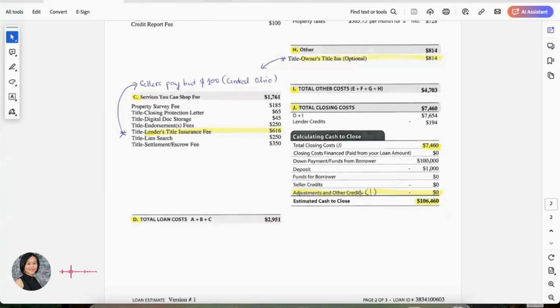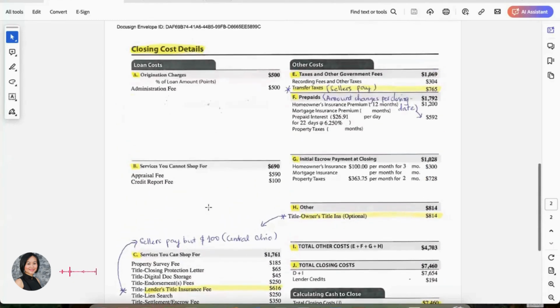It says adjustment and credit. It means you're going to see certain fees on here that look like your fee, but by local custom they are paid by the seller. So that's a good thing. Okay, so those two, we talked about that. Anyway, block D is a total of A, B, C on the left. Okay, I'm going to go to the right hand side here.